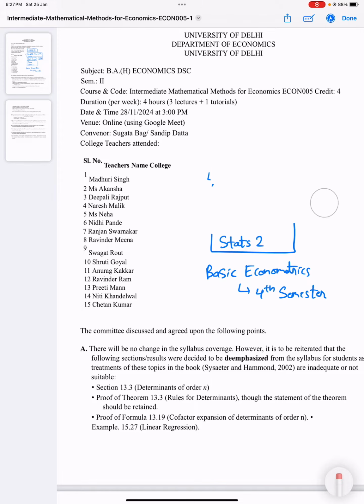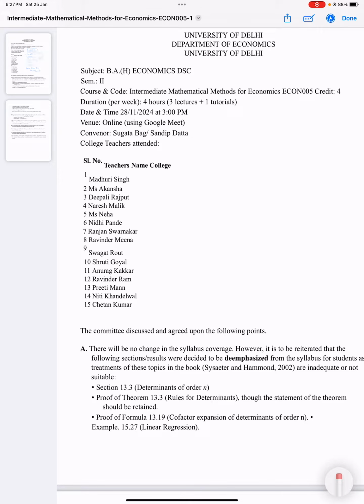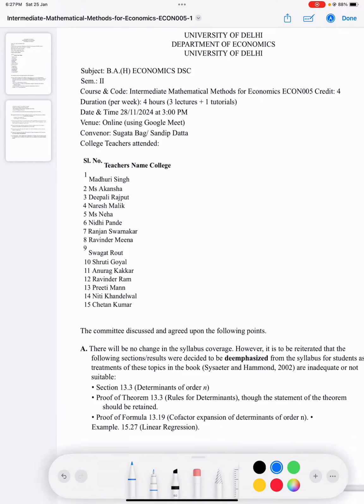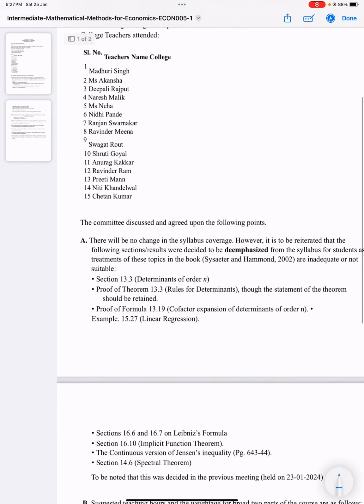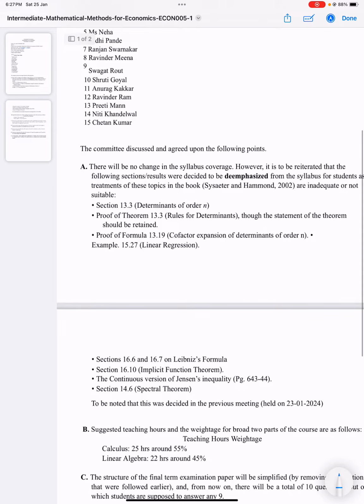Okay, now coming to the syllabus. Firstly, you would have 3 lectures plus 1 tutorial. Now you are familiar with this. Okay, now the main important thing is there will be no change in the syllabus coverage. So whatever was the syllabus in 2024, it would remain the same in 2025.